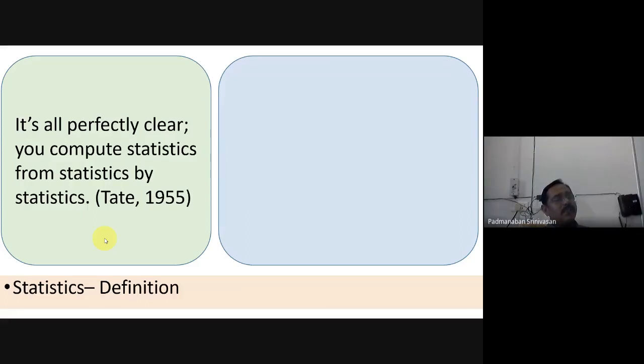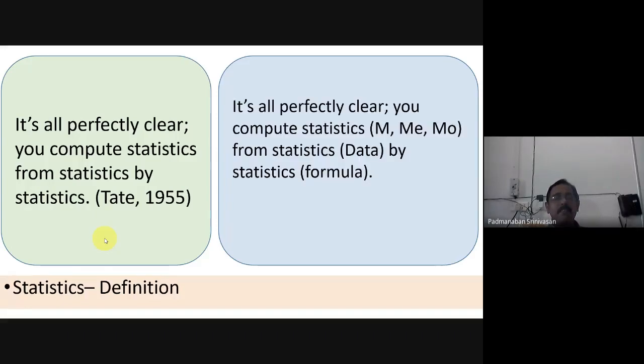So what do you mean by this? It is all perfectly clear. He is confusing with one term. You compute statistics from statistics by statistics. What does this mean? Yes. So you compute statistics means you compute something like mean, median, mode, standard deviation, all those things, P, F, ANOVA, all those things. You compute statistics from what? You compute from data, and that data is also called statistics. By what? By formula. That formula is also called statistics.